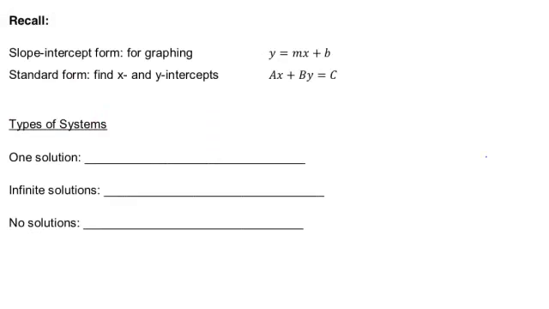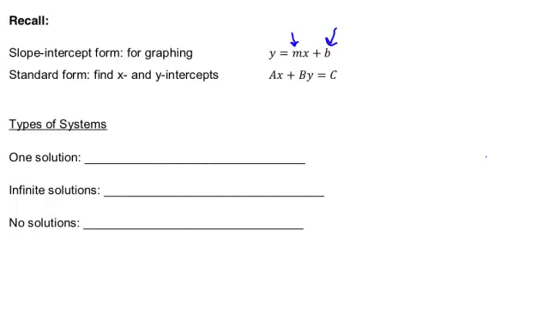I want you to think back to chapter 2 when we were graphing linear equations. There are two different forms that we can use to graph linear equations. The first is slope-intercept form. Remember when we were graphing, we first used the slope and the y-intercept to graph our line. The second form we can use to graph is standard form, and we can use our x and y-intercepts.